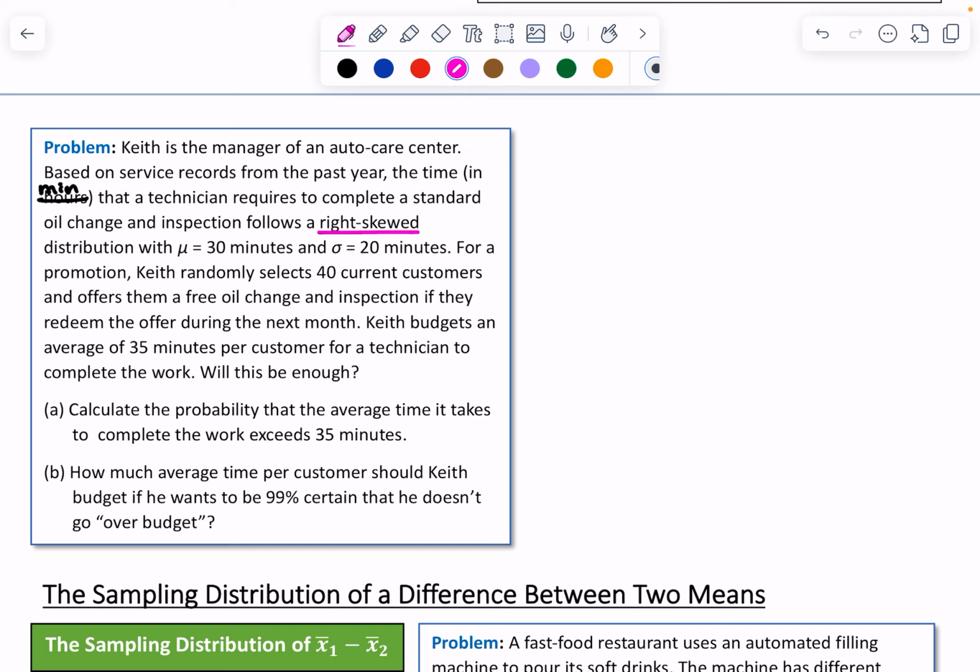So I want to know the probability that our sample average is going to be 35 or more. So already I'm thinking normal distribution. To check if it's normal, I need to see the sample size because we already said it's not normal to begin with. My sample size is 40, which is at least 30. By the central limit theorem, it's normal. So we're good.